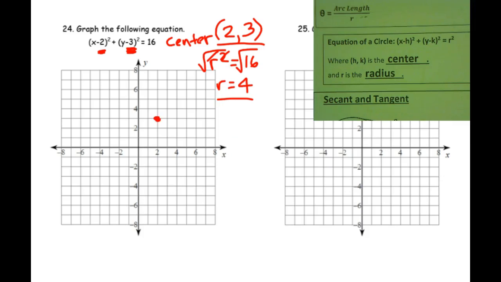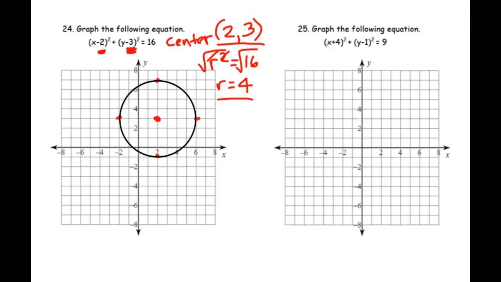Let's try this again. 2, 3, put a point. Now my radius is 4, so I'm going to go 4 to the right, 4 up, 4 to the left, 4 down, and then I'm going to draw my circle to make sure it goes through those points. Okay.